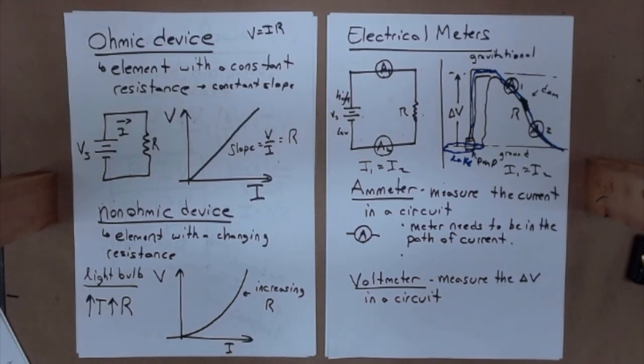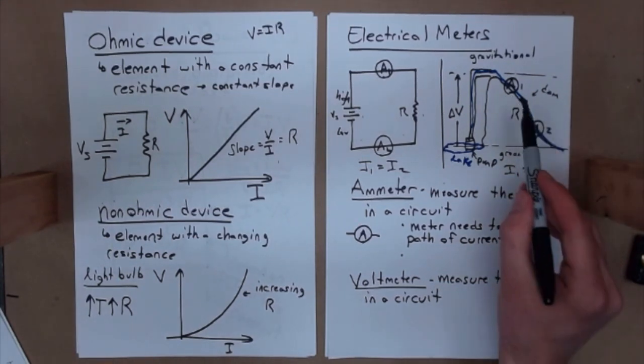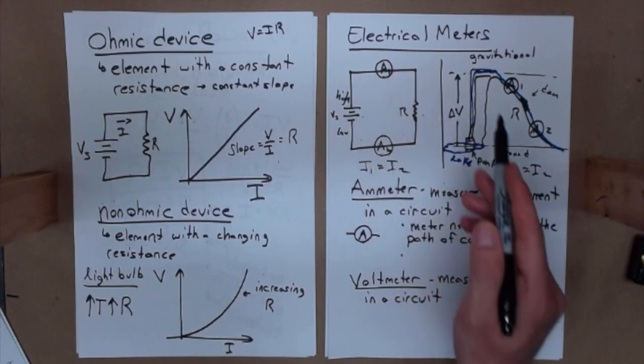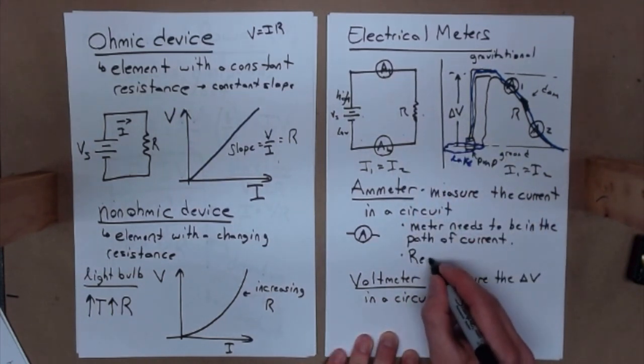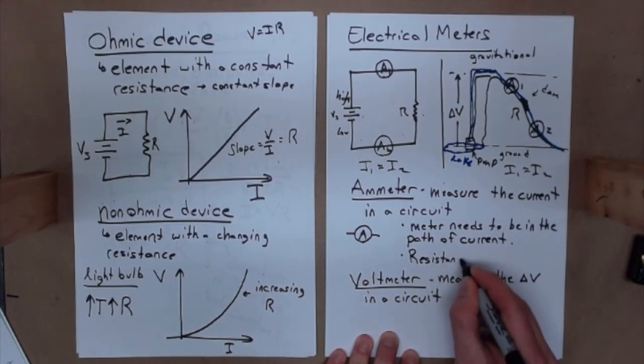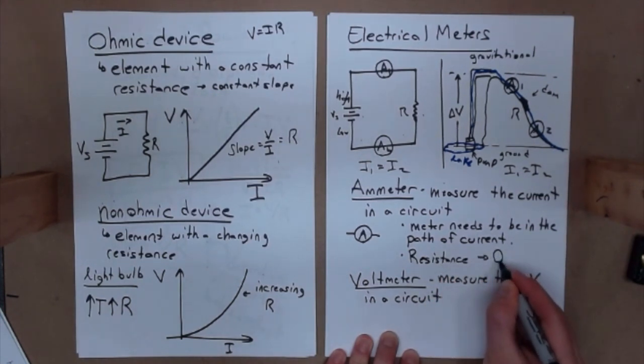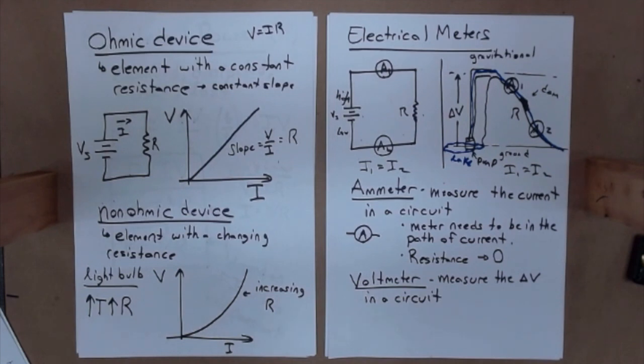Well, that's no good, right? I want to maintain the same current. I'm trying to read it. Same things here. And so therefore, I can say that to build this thing effectively, the resistance has to be approximately 0 because I don't want this thing affecting the circuit. All right, so that's my ammeter.